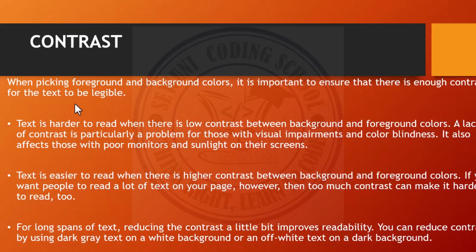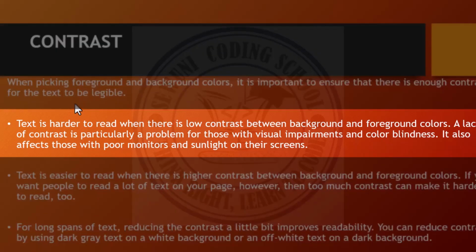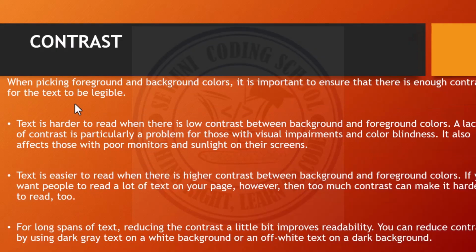Text is harder to read when there's low contrast between the background and the foreground color. A lack of contrast is particularly a problem for those with visual impairment, those who have challenges with their sight, and those who are color blind. It also affects people with poor monitors. They are not able to actually read whatever is on screen properly.